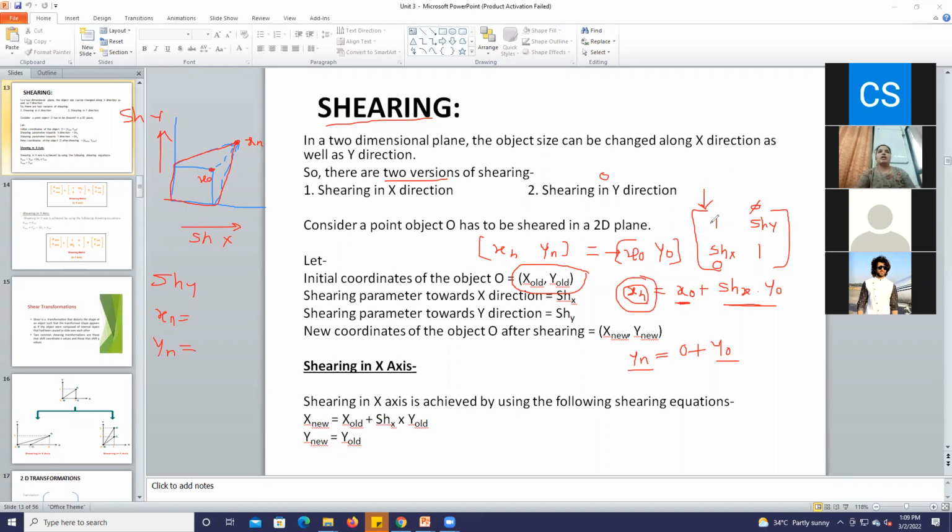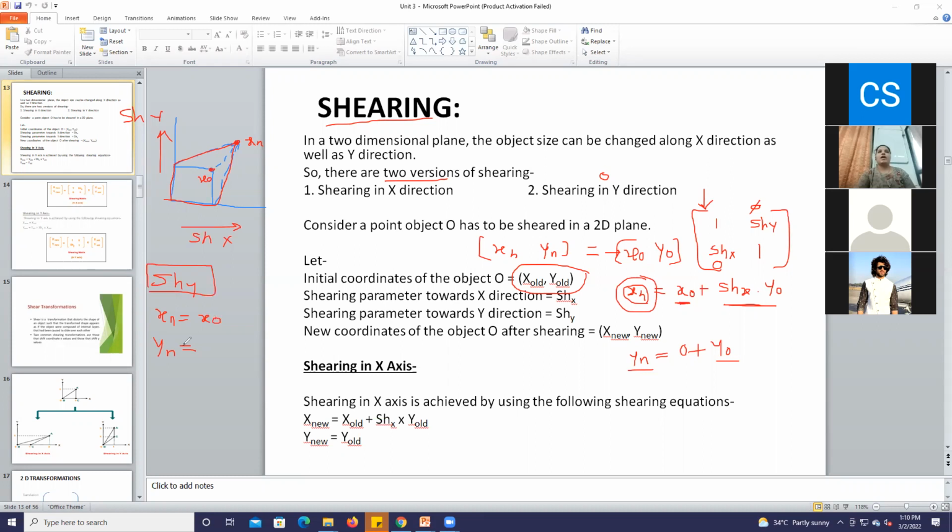So what will be the xn and yn values? Xn is x0 multiplied by 1, that is x0, plus this value shx is 0. So 0 multiplied by anything is 0. And that's why xn and x0 are now same, because we are carrying out the shear in y direction. So x is not going to change, but only y is changing with the factor shy. So let us see what is yn. Yn is this row multiplied by the second column.